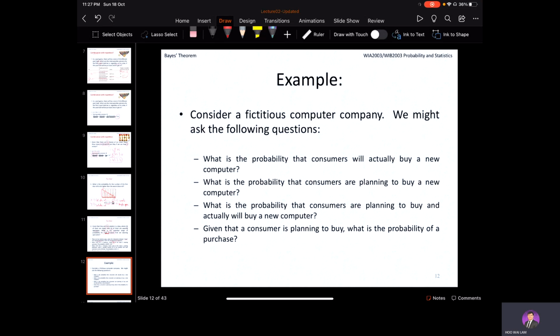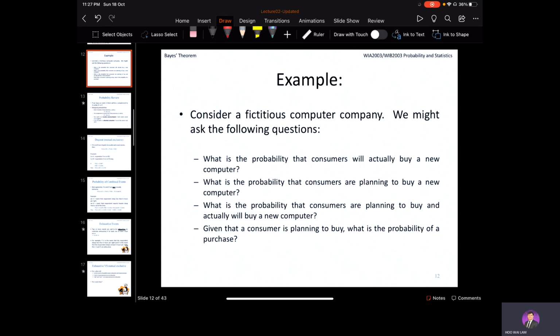If any one of them is not happening, then it's not counted, or it's not captured. However, for the fourth term, given that the consumer is planning to buy, you are 100% sure that the consumer is planning to buy. You know that the planning to buy event has happened, and what is the probability of a purchase? So these 4 are different perspectives for you to understand how probability can give you different kinds of information.